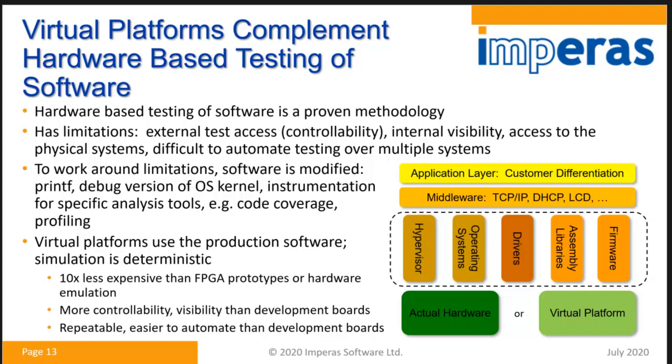People have typically done things like modify software to make it run on older versions of their products. But actually, virtual platforms provide a much better solution to this. They're cheaper than the FPGAs. They're more controllable. You get better visibility than even hardware boards, and it's easier to automate the development process. And of course, you can run all of your software stacks on them, whether it's the hardware or the virtual platform.